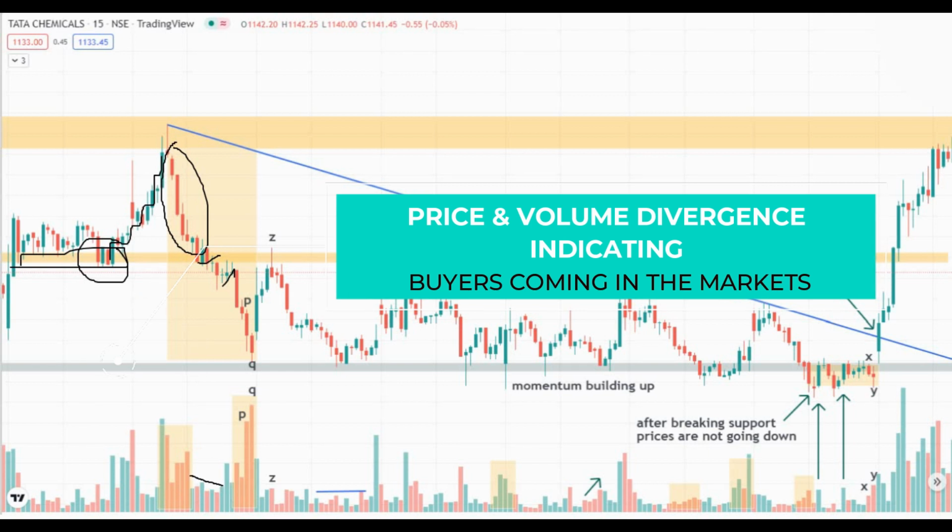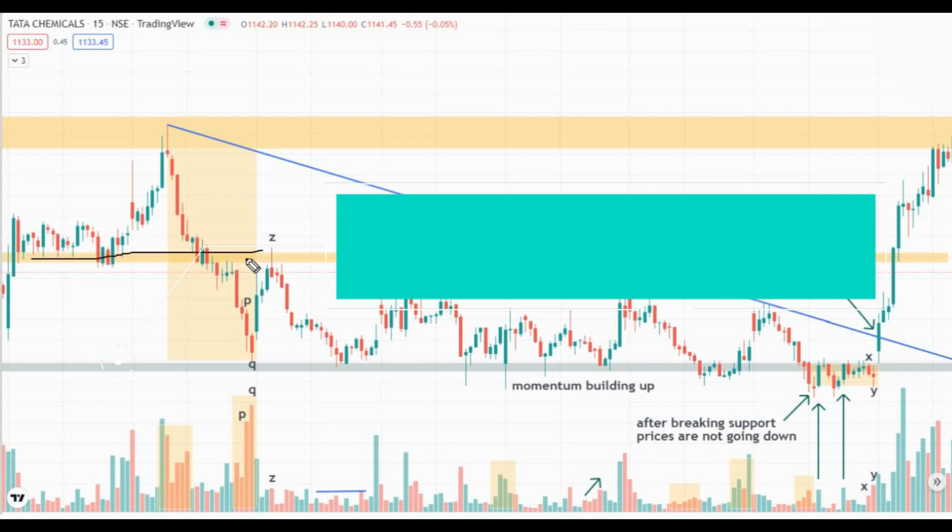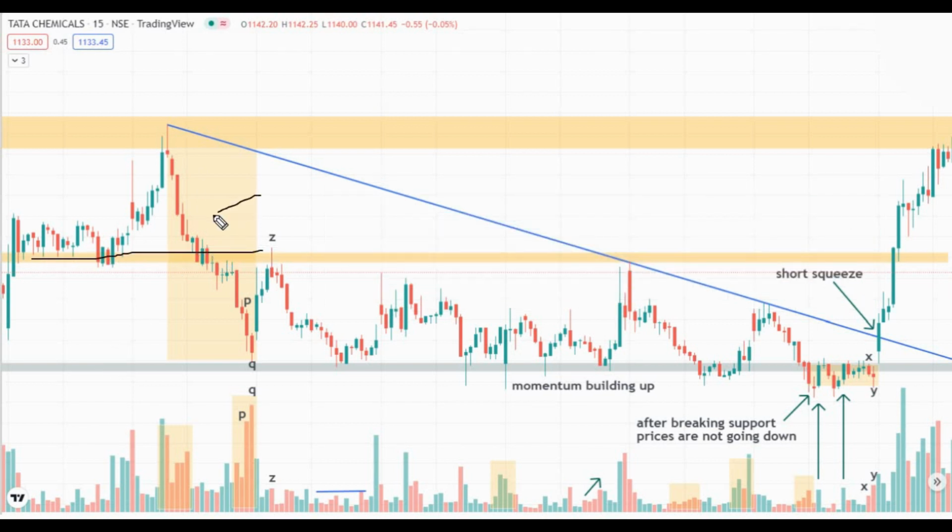That's why prices couldn't hold this level, and eventually the sellers proved to be stronger than the buyers, and they broke this level and again pushed the prices towards the downside. Now see these two candles, P and Q, and look at the volume. P and Q had huge volume. But there is hidden buying happening at these volumes.